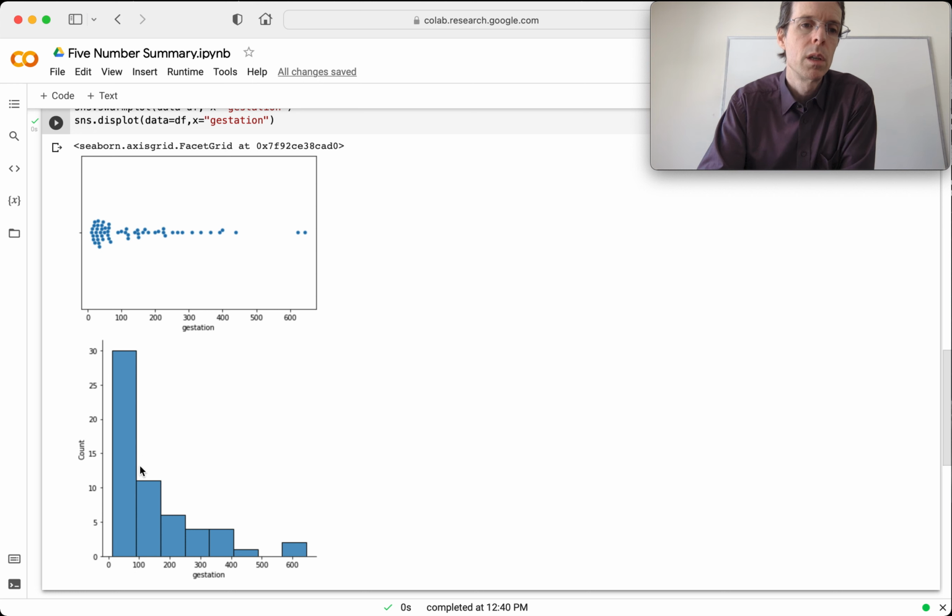There are 30 of these 58 mammals that lie within this range, their gestation period being between 12 and about 90. Then the values drop off slowly until we get out here at the max. So this shows a very unequal distribution. Many values here, fewer values here, very few values here, with a substantial gap here between about 450 and about 600.